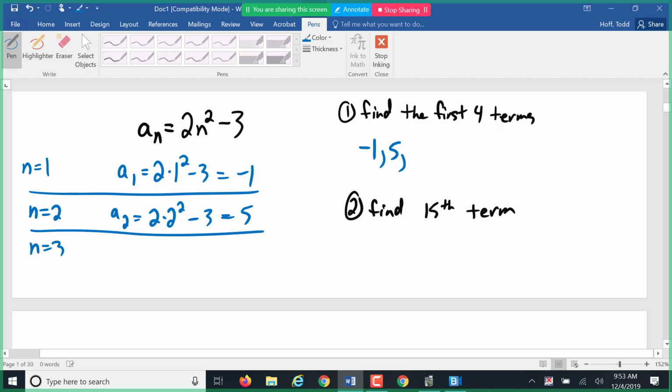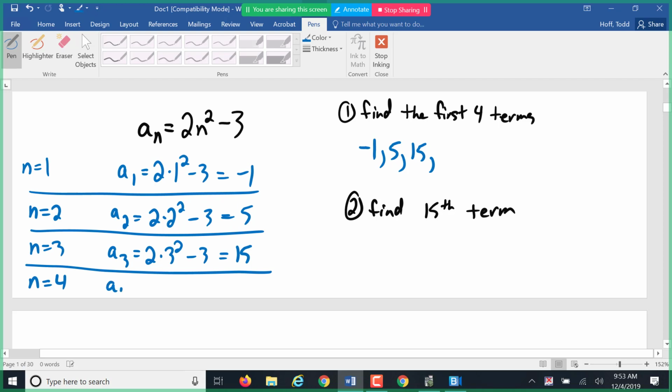For n equals 3, a_3 is 2 times 3 squared minus 3. 3 squared is 9, times 2 is 18, minus 3 is 15. So the third term is 15. And for n equals 4, a_4 is 2 times 4 squared minus 3. 4 squared is 16, times 2 is 32, minus 3 is 29, is the fourth term. So that's the first 4 terms of that series.